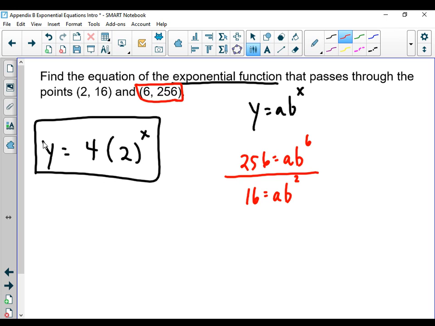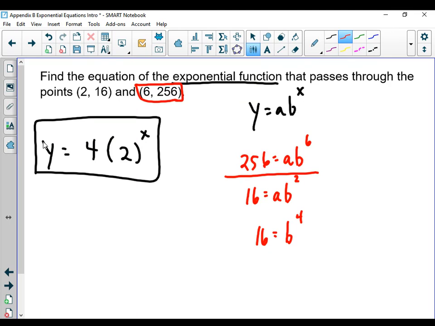So I'm going to do 256 divided by 16, which those of you that did the table did that step as well. What did you get when you took 256 divided by 16? 16, right? What's a divided by a? 1. It cancels out. That's what I wanted, was to get rid of something. What's b to the 6th divided by b squared? B to the 4th. And those of you that did the table found out there were 4 steps that you had to go. So it's like doing b to the 4th. So we can kind of get to the same equation you did for the table, just another way of thinking about it.